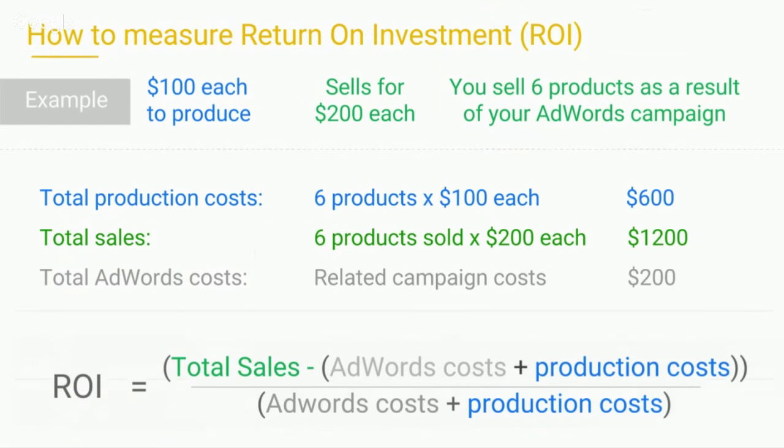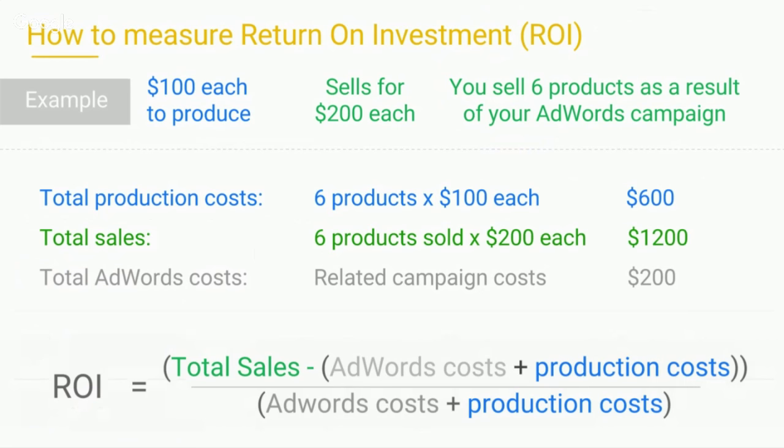So if we want to measure return on investment, we want to separate out the cost that it takes us to produce the product, the total AdWords campaign cost, and then the total sales. So if we produce 6 products at $100 each and sell each of them for $200, we will have a total production cost of around $600. We'll have total sales of around $1,200, and then your total AdWords cost or related campaign cost of $200.